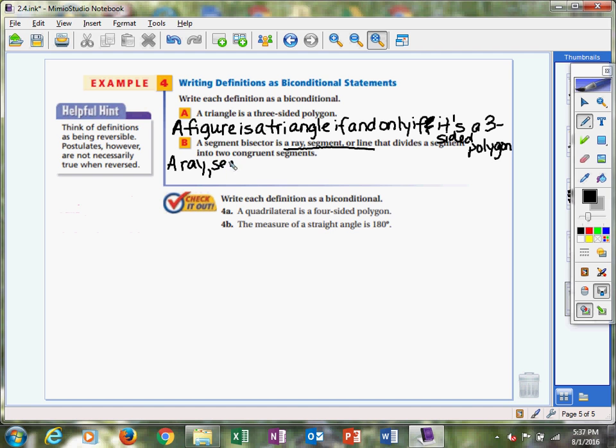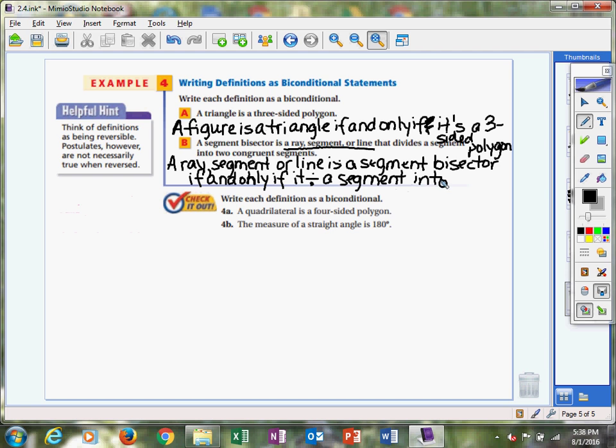A ray, segment, or line is a segment bisector if and only if it divides a segment into two congruent segments.